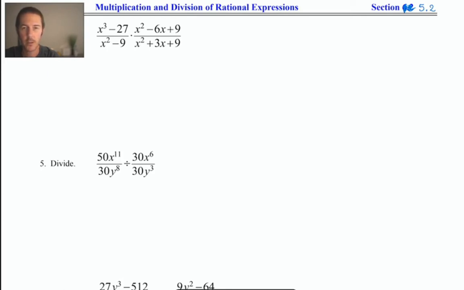What we're going to do overall is factor as many of these expressions as we can in the numerator and denominator, and then we're going to do some canceling, and then we'll present a final answer. So let's see what we get.